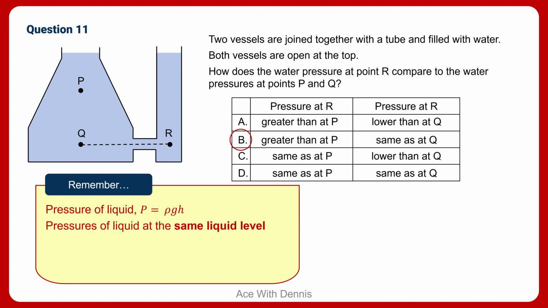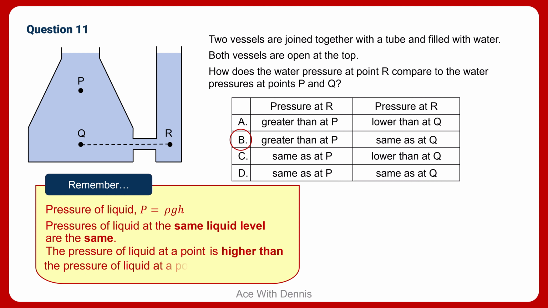So, pressures of liquid at the same liquid level are the same. The pressure of liquid at a point is higher than the pressure of liquid at a point above it. Therefore, the answer is B. Pressure at R is greater than at P and same as at Q, as both points Q and R are at the same level, while point P is above them.